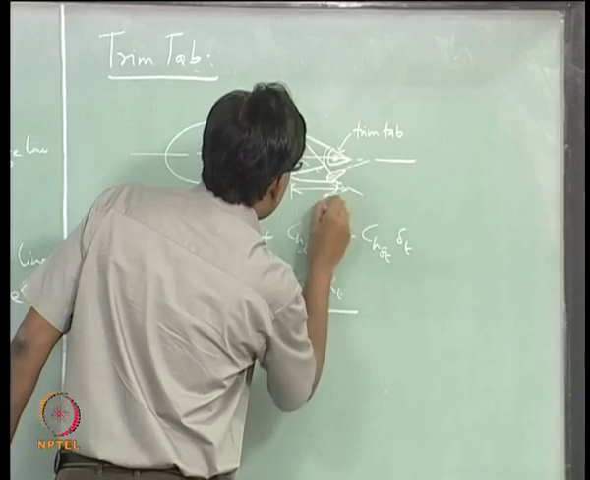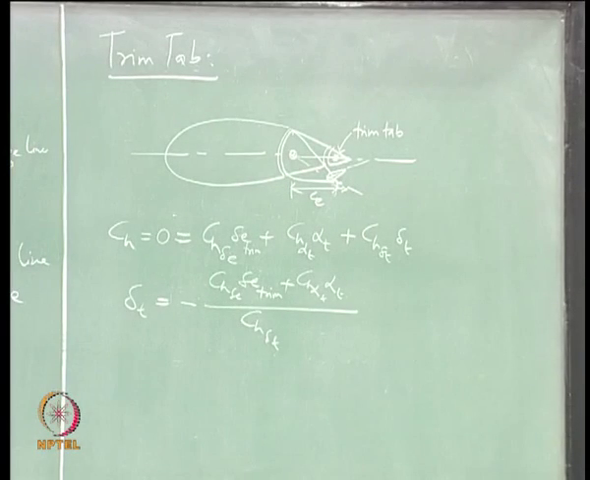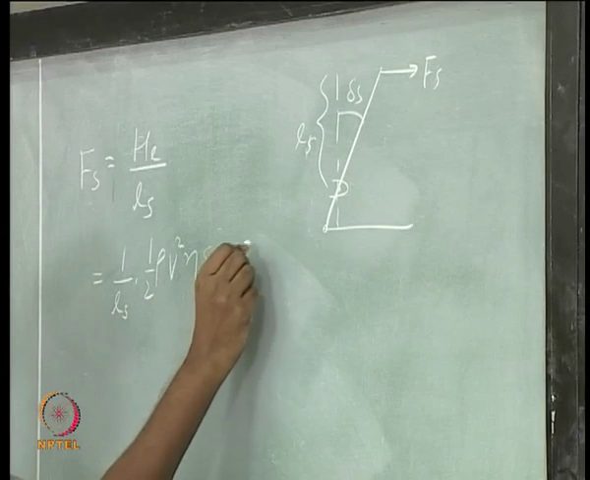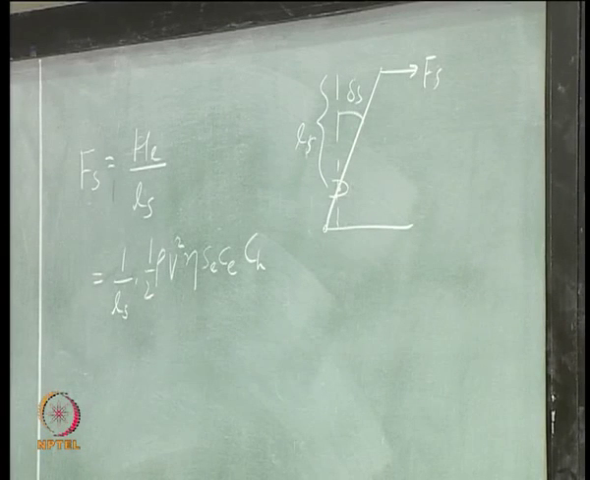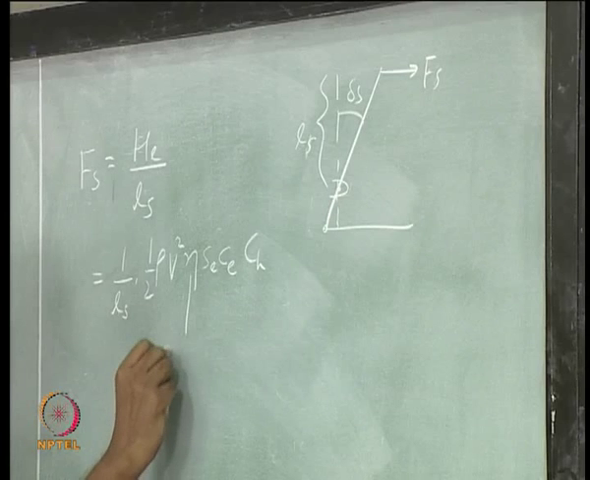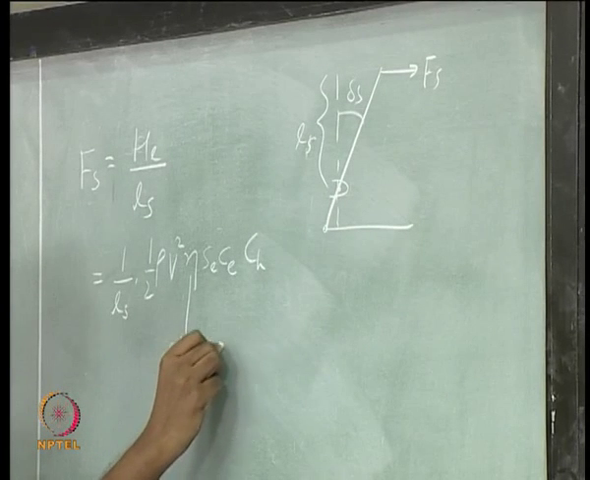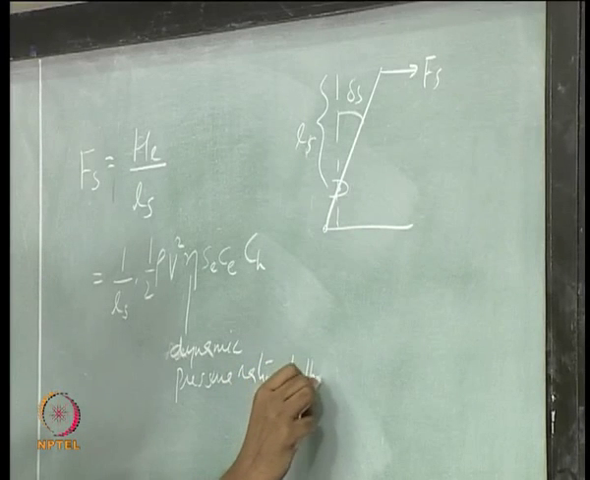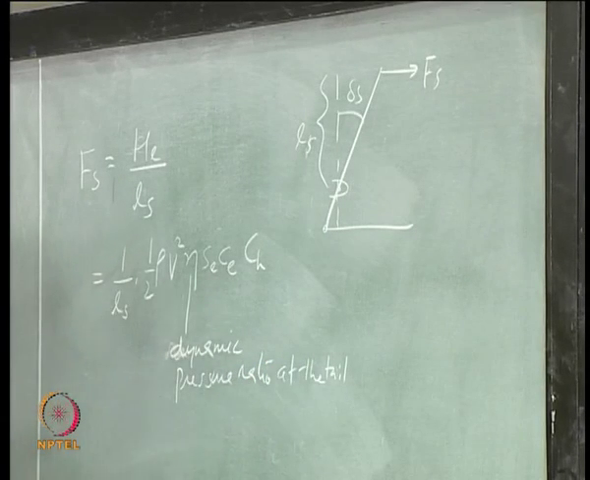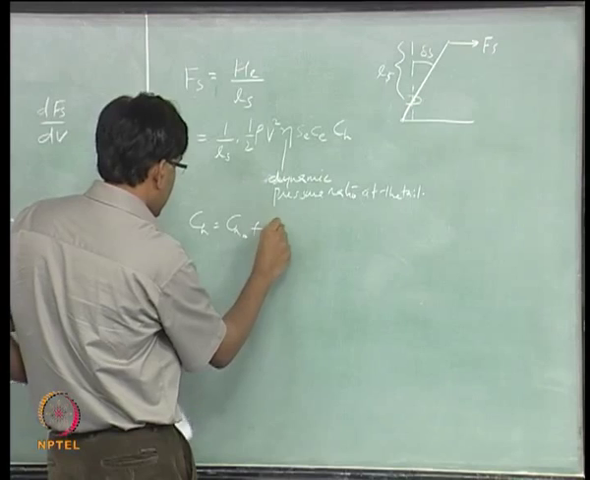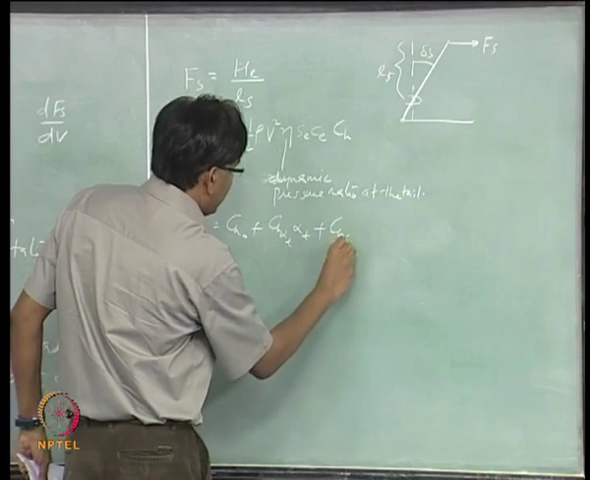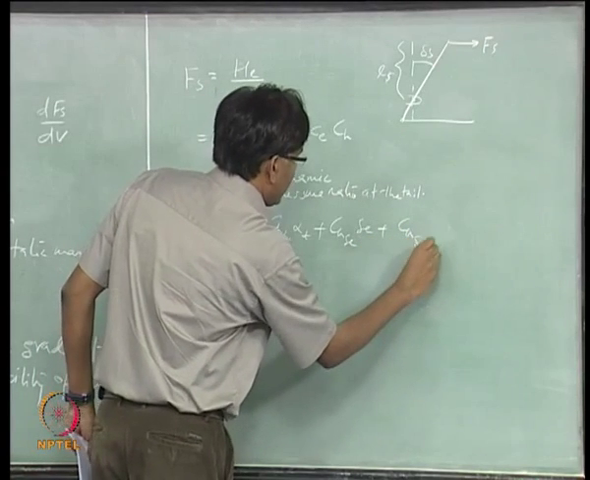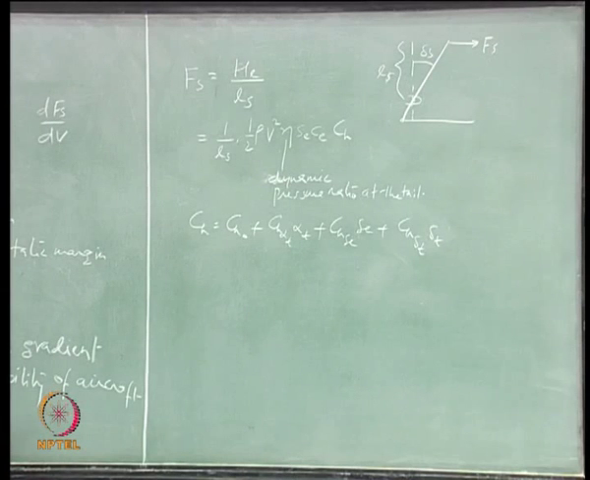C is this length, into CH. So this CH is now the sum of all the terms. Okay.